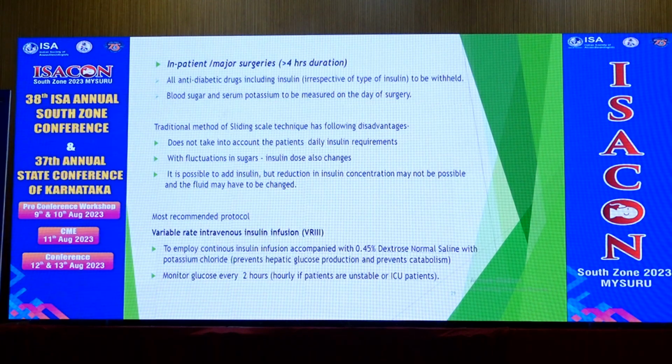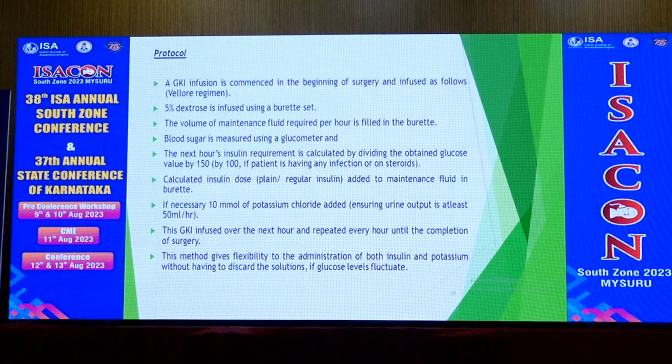The traditional method of sliding scale has certain disadvantages because it does not take the daily dose of insulin requirement into account, and every time there is a fluctuation in the blood glucose, one has to change or discard the fluid. So the most commonly recommended method is variable rate insulin infusion. We have to start an insulin infusion along with a fluid, and there are various controversies regarding the fluid also. Some people recommend RL, and RL can be used, but 1 liter of RL is known to increase blood glucose by about 18 mg% or 1 millimole. So the most commonly recommended balanced solution is 0.45% dextrose normal saline, and monitor blood glucose every 2 hours, and hourly if the patient is unstable or is from the ICU.